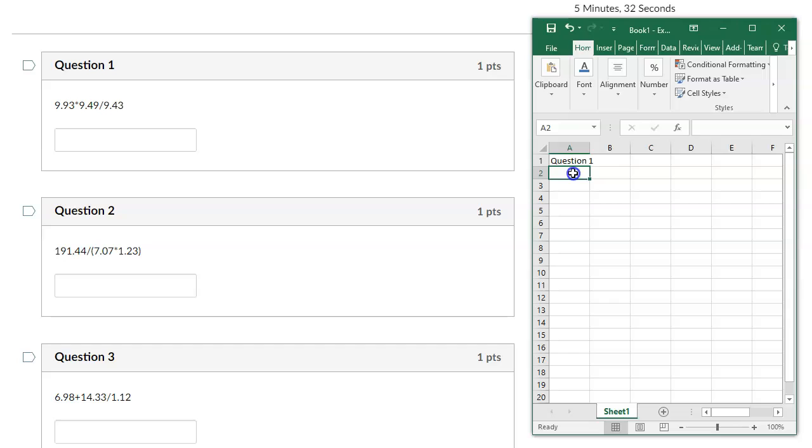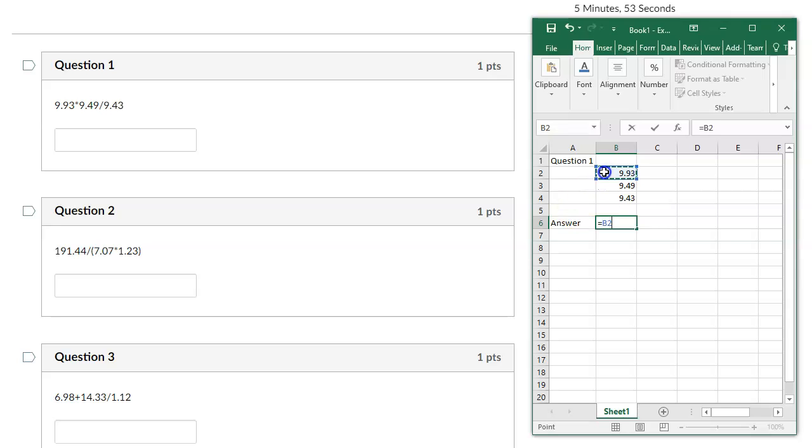Question one. Now, it's very important that instead of typing the numbers into an equation, you use Excel, take advantage of Excel to put the numbers in and then do a calculation. So this is going to be 9.93 times 9.49 divided by 9.43. Okay, so now I've got my first answer on question one.